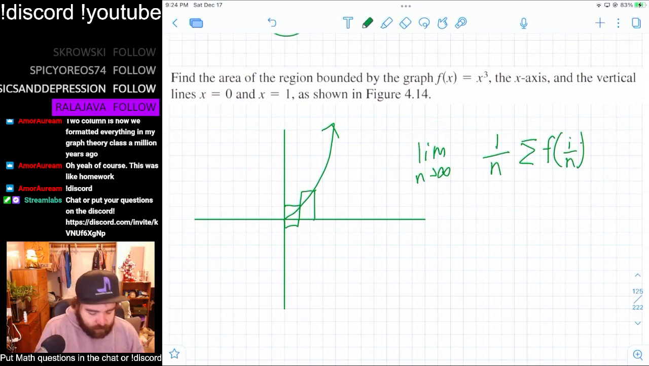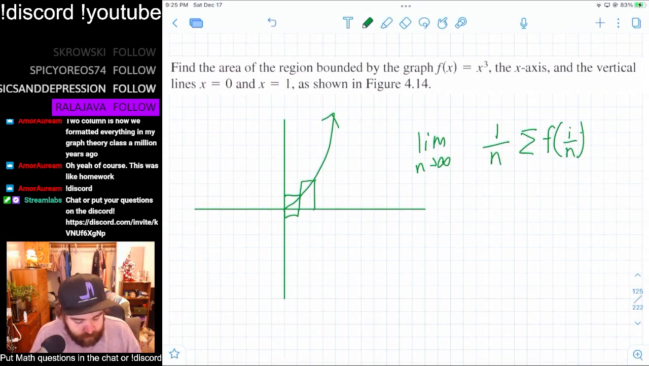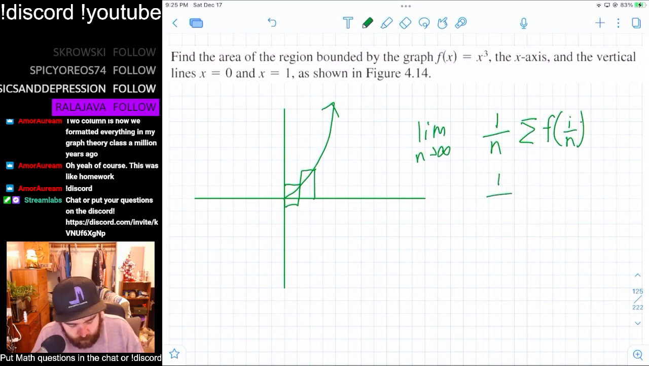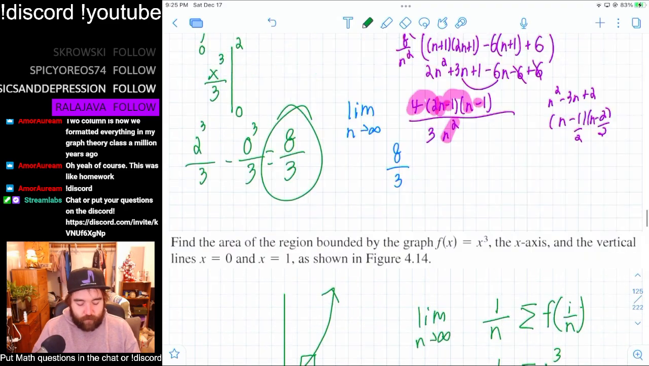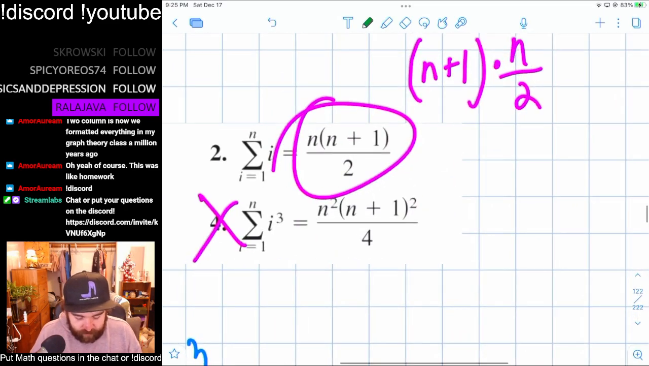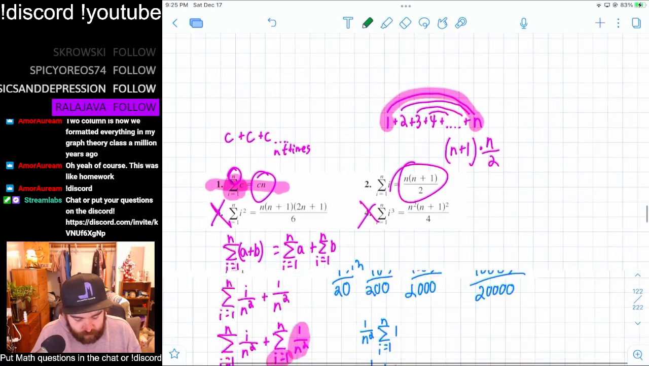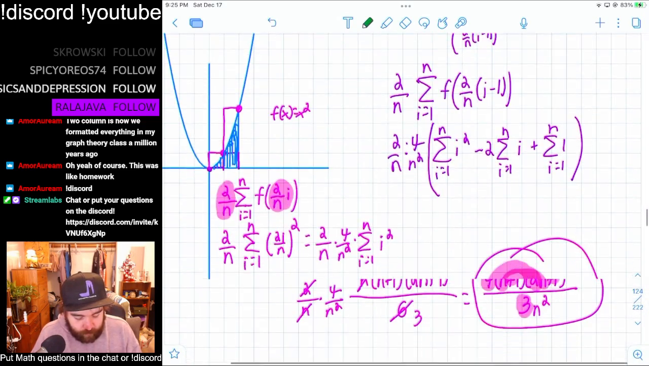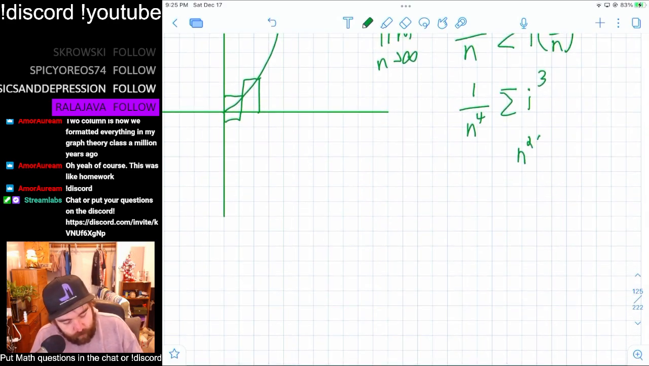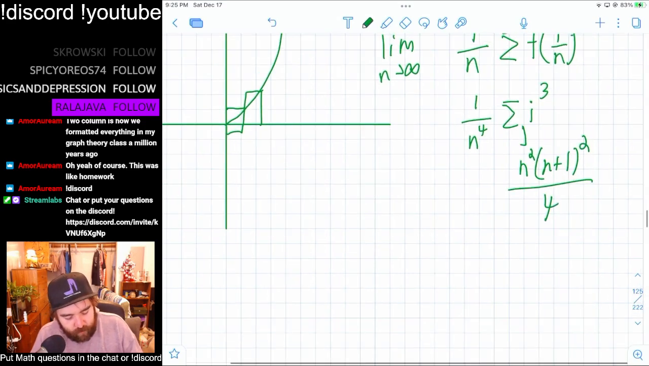So let's see. Well, it's i cubed over n cubed. But just like before, we're going to factor out the n cubed. So this ends up being 1 over n to the 4th of the sum of i cubed. And then you have to come up to the i cubed formula, because you shouldn't have that memorized. n squared times n plus 1 squared over 4. Well, that's not too bad. Maybe you could memorize that. So in this case, that's going to be n squared times n plus 1 squared over 4. That's just what that turns into.